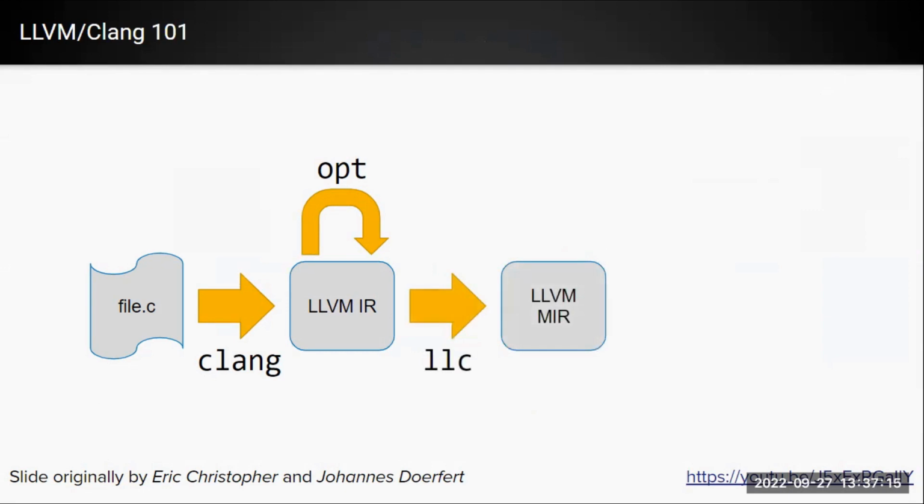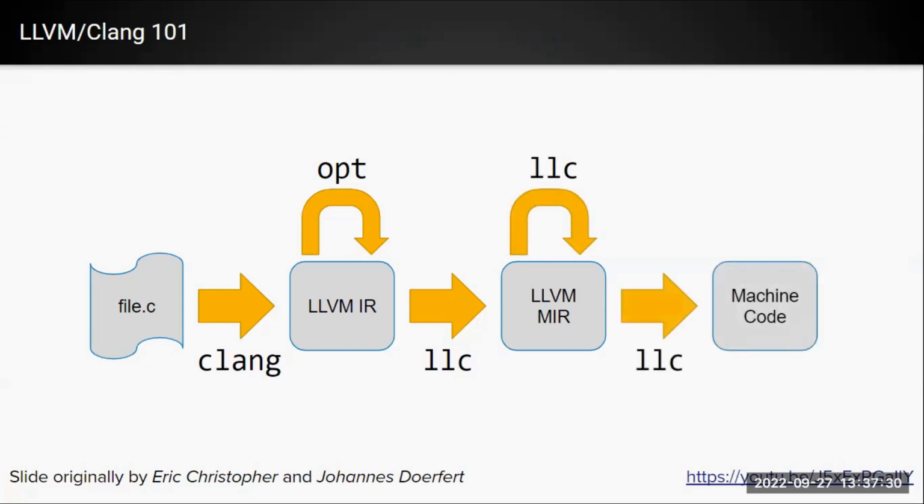Once you have done that on the LLVM intermediate representation, you can generate LLVM machine intermediate representation with llc, and then you can optimize that too, but I'm not going to go into detail there. And then you can generate actual machine code for whatever your target is. Okay. So my work is almost entirely focused on this part, with some extensions into Clang and very few things in the backend part.